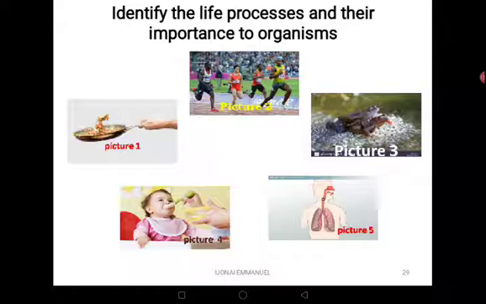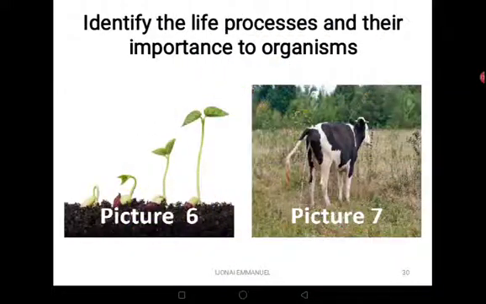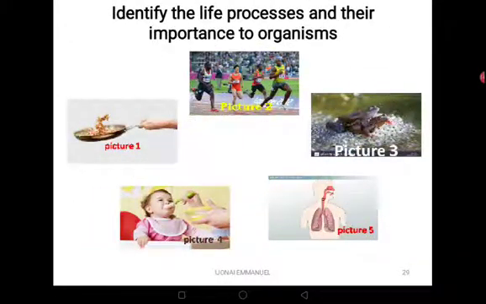So we have picture 1, we have picture 2, can you identify the life process? Picture 3, what's happening? Which life process is that? Picture 4, which life process? Picture 5, and then we have 6 and 7. After identifying the life processes, then you give reasons or the importances of those life processes to living organisms. Let me give you 1 minute to look at them and do the assignment.